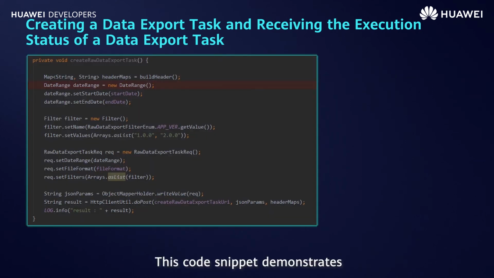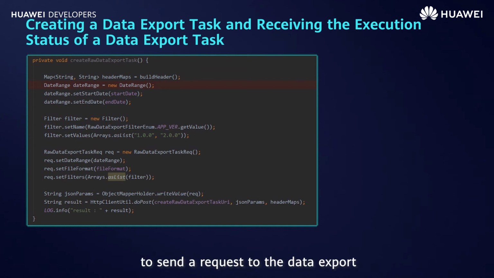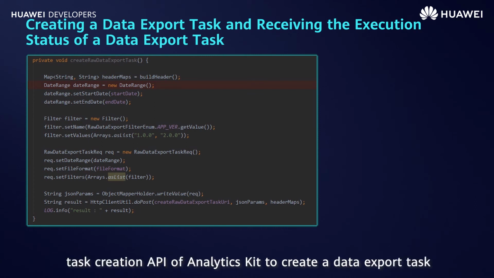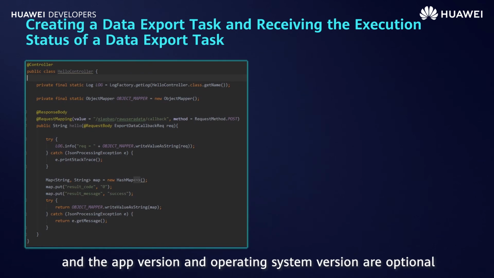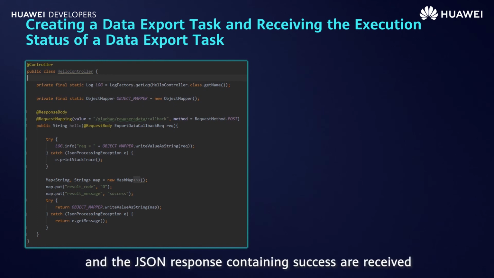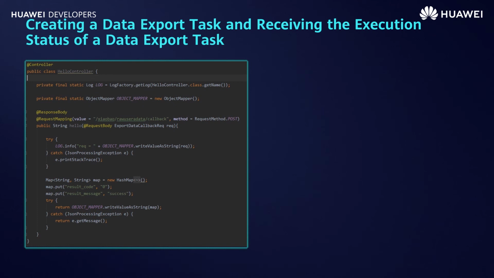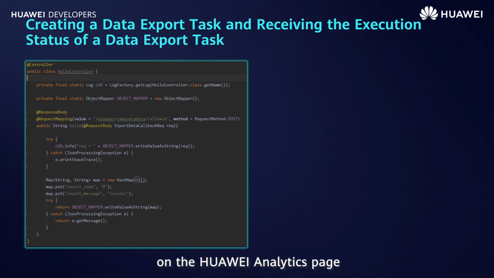This code snippet demonstrates how to use the Apache open-source HTTP client library to send a request to the data export task creation API of Analytics Kit to create a data export task. In the request body, the start date, end date, and data export file format are mandatory, and the app version and operating system version are optional. If the status code 200 and the JSON response containing success are received, the data export task has been successfully created. Then you can view the created data export task on the Huawei Analytics page.